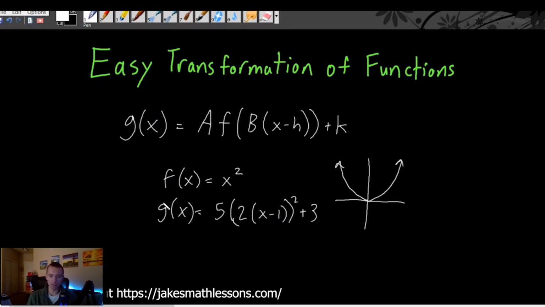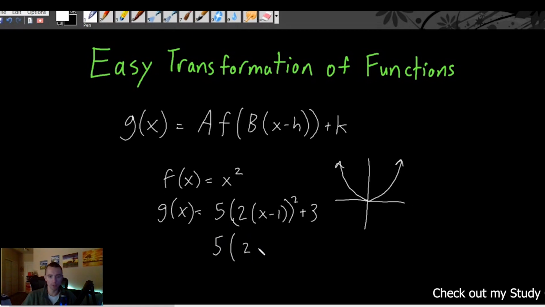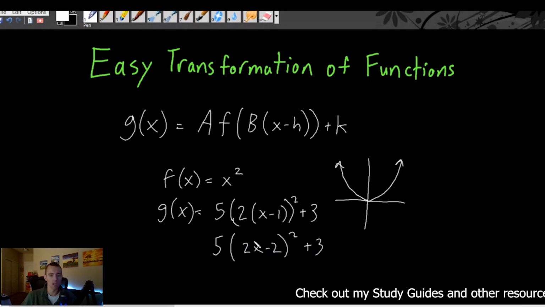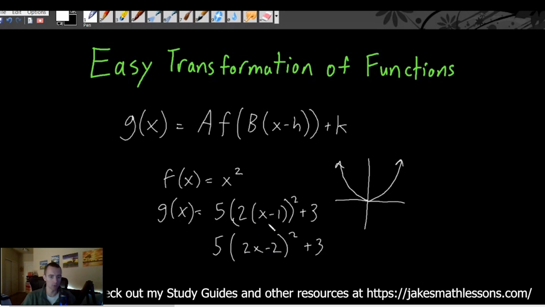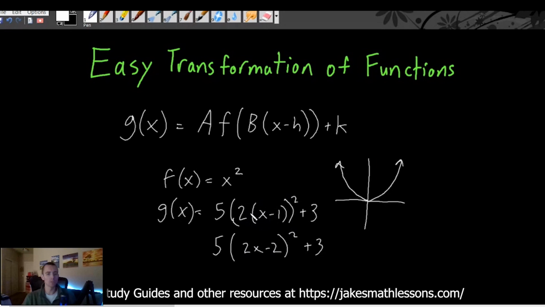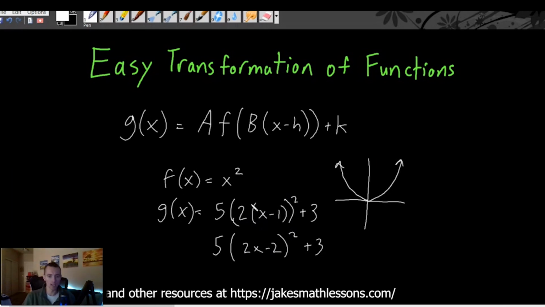A key point to point out here: sometimes this may take a little bit of algebraic manipulation to get the function that you're given into this format. They're not always going to be given exactly like this. For example, maybe instead of this, we had 2x minus 2, all squared, inside the parentheses here. So we would have to algebraically manipulate this 2x minus 2 to make it look like this, 2 times x minus 1 in parentheses, all squared. Because once you apply that manipulation and get it into this form, it matches up perfectly with this form.